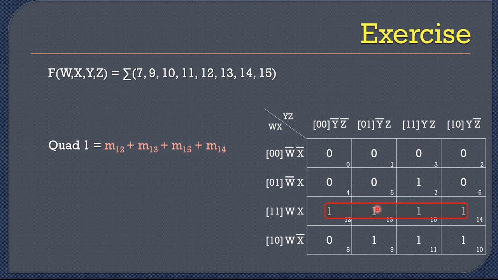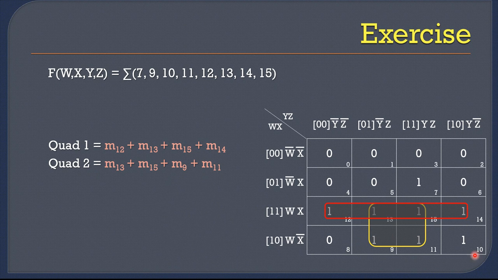You can see here that 13, 15, 9, 11 can make a quad. You have 4 adjacent ones, so you can make a quad. That will be marked, and that will be quad 2. So 13, 15, 9 and 11 make quad 2.